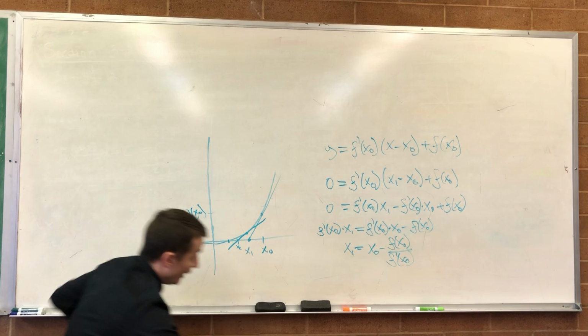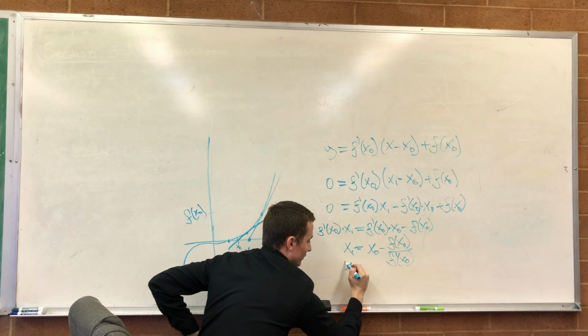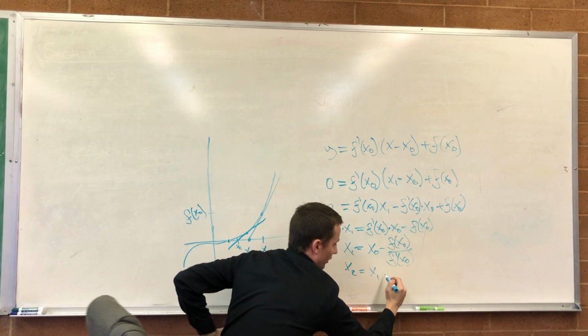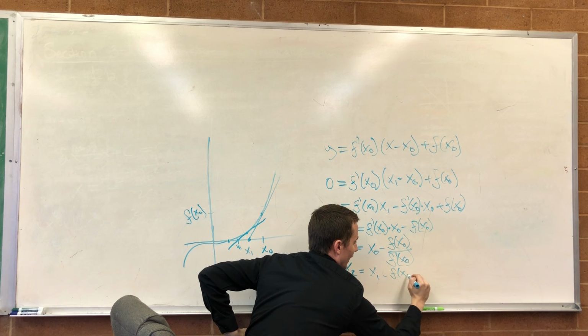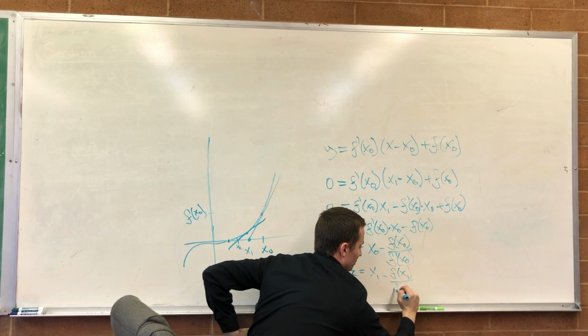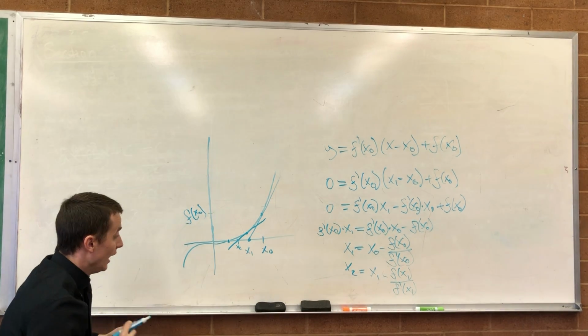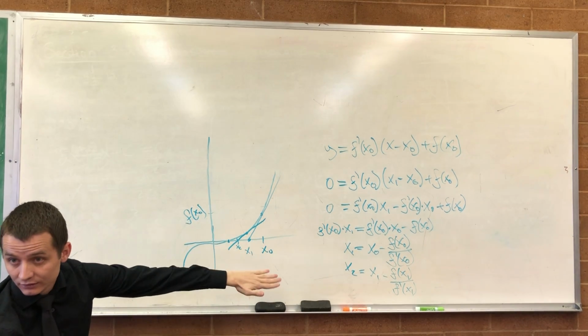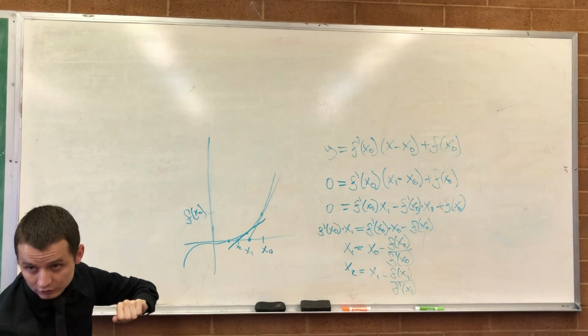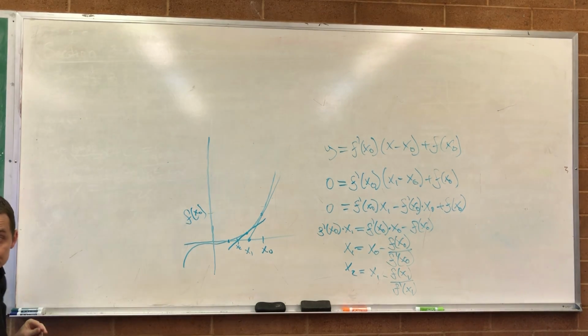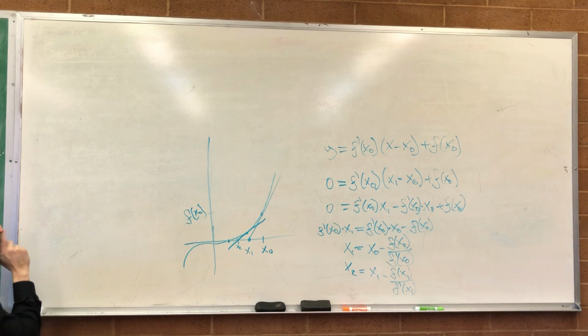And it's the same formula? And it's the same formula, so I know x2 is going to equal x1 minus f of x1 all over f prime at x1. Right? And I could do it again and again and again. There's no limit to how many times I could do this, right? Well, wouldn't you eventually just reach it?